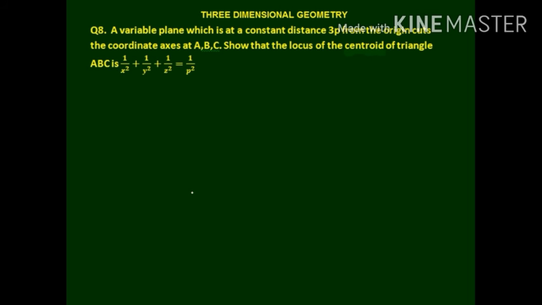This is probably the last question I am doing from 3D presently. This is again important because I cannot remember which year it came, but probably 2016 or 2017 it was there in the board. I'm not sure which year, so I'm not writing. A variable plane which is at a constant distance 3p from the origin cuts the coordinate axes at points A, B, C, so that the locus of the centroid of the triangle ABC is this.